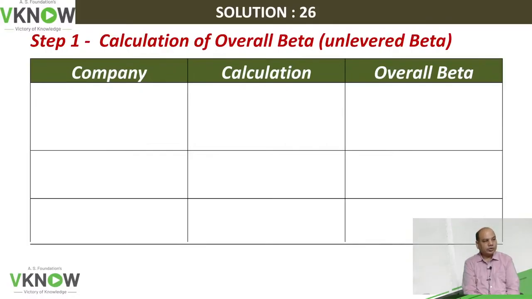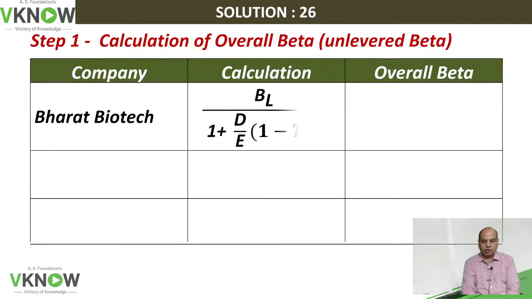Under that, 3 columns: company, calculation, overall beta. Company: Bharat Biotech. Calculation: formula. The overall beta formula is levered beta upon 1 plus debt by equity into 1 minus tax rate.